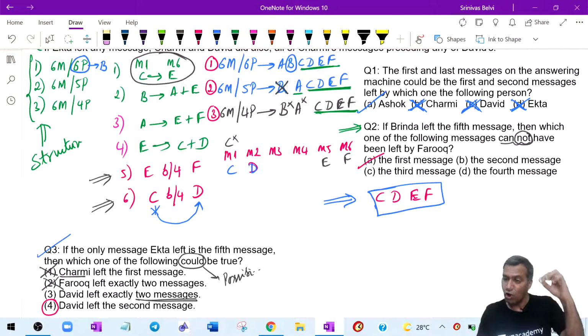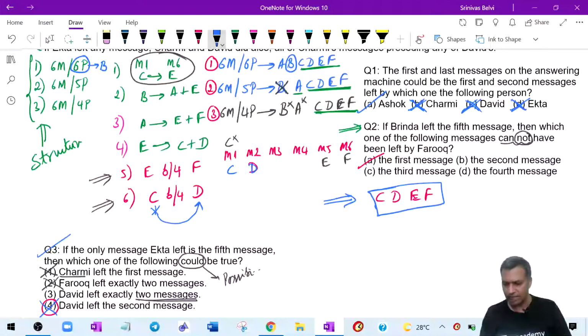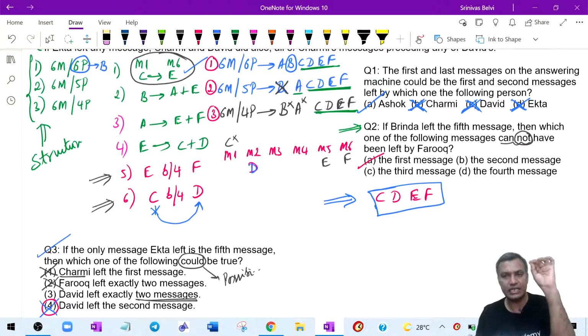C, D, E, F, all four of them should have left a message, and hence option 4 is ruled out, because if David is sending the second message, then the first message should have been sent by Charmi. That is not possible, because if Charmi sends the first message, the last message will be sent by E, but the last message is already sent by F. Is it making sense? Clear? Third one is the right option.